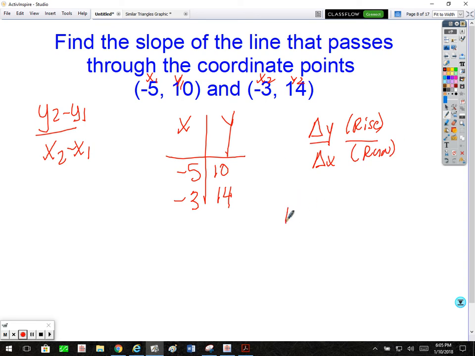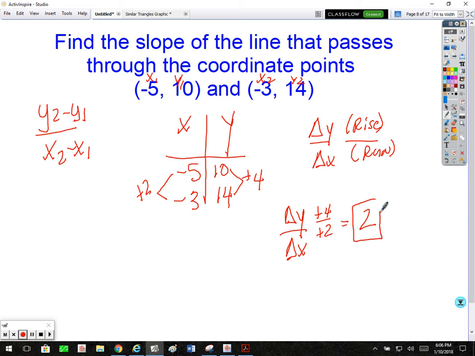So here we go. Change in y over change in x. If I start at 10 and I go to 14, 14 minus 10 is 4. So it's still y2 minus y1. If I started at negative 5 and I went to negative 3, I actually went up and added 2. So I have a plus 4 for a rise and a plus 2 for a run. So plus 4 over plus 2. 4 divided by 2 gives me 2. And a positive divided by a positive is a positive.